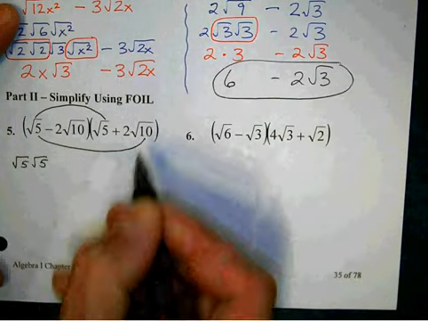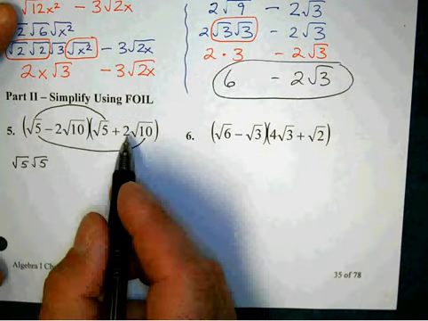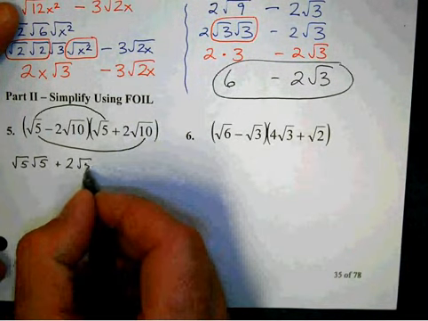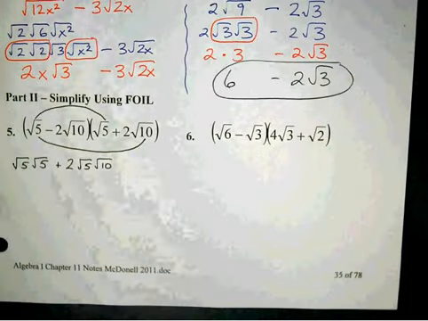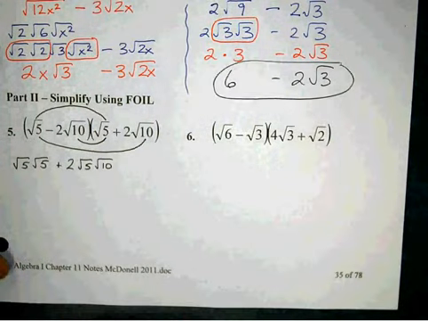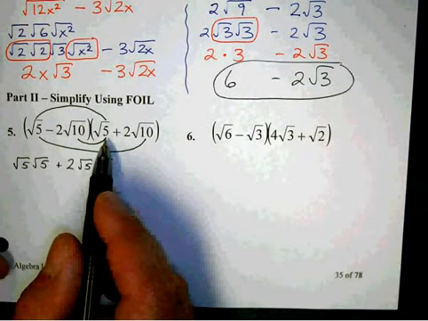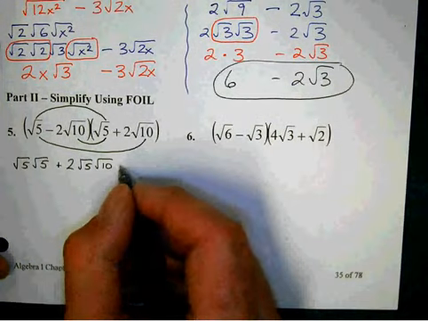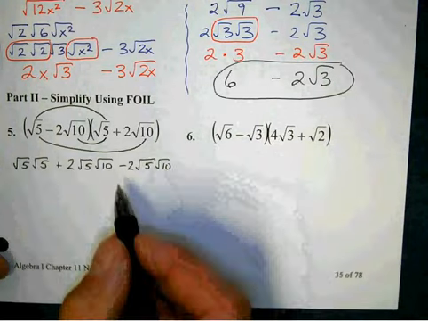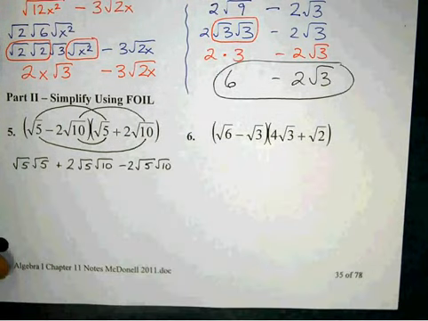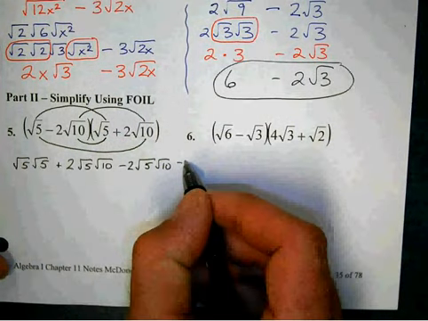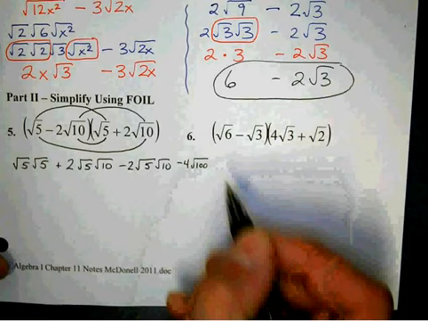Outer, I draw underneath. Root 5 times 2 root 10 is 2 root 50. I'm actually just going to leave it like so. Now the inner, the little smile, negative 2 root 10 times root 5. Negative 2 root 5 and root 10, and then the other eyebrow, last. Negative 2 root 10 times positive 2 root 10 is negative 4 root 100.